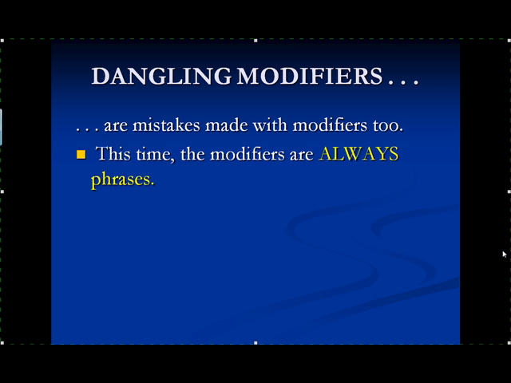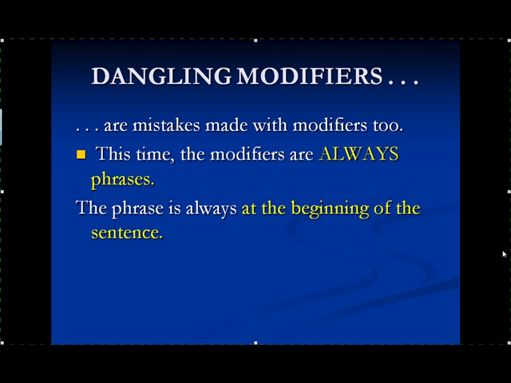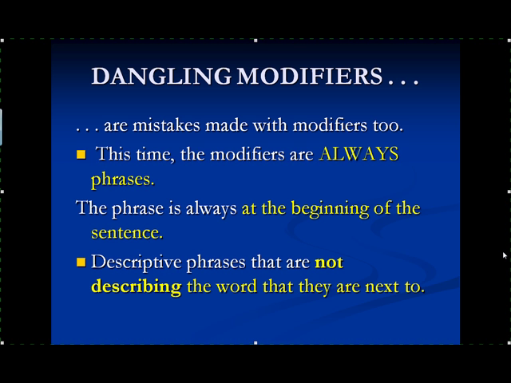And this time the modifiers are always phrases. If you'll recall, misplaced modifiers had either phrases or individual words. The dangling modifier is always at the beginning of the sentence. These are descriptive phrases that are not describing the word that they're next to.